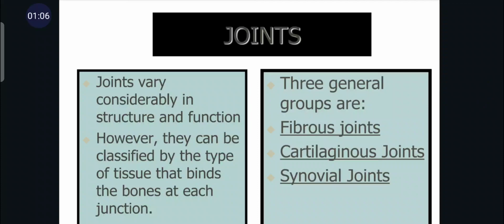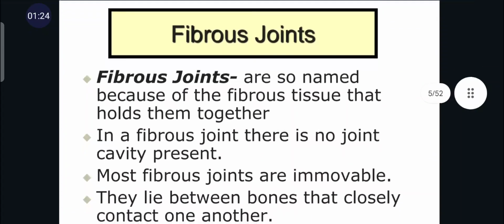Joints vary considerably in structure and function. However, they can be classified by the type of tissue that binds the bones at each joint. So, dependent on structure and function, there are three types of joints: fibrous joints, cartilaginous joints, and synovial joints.